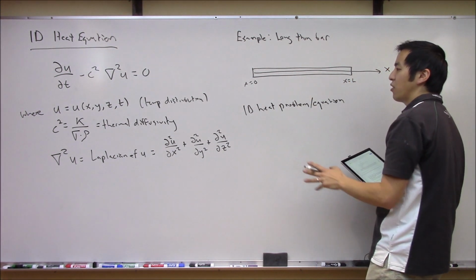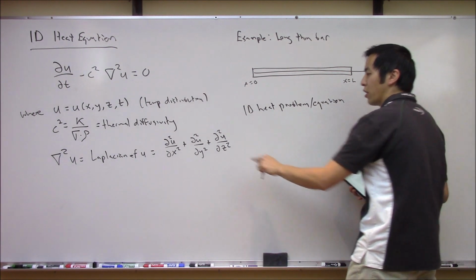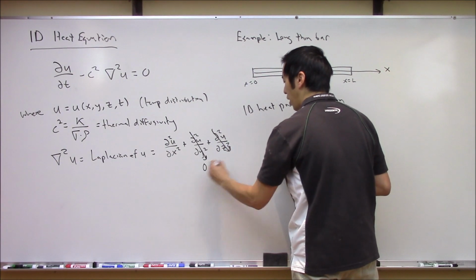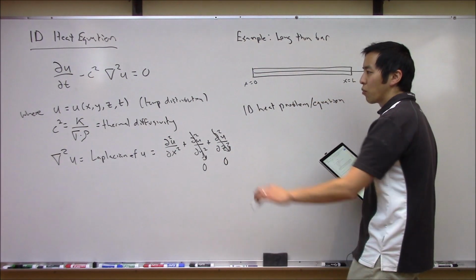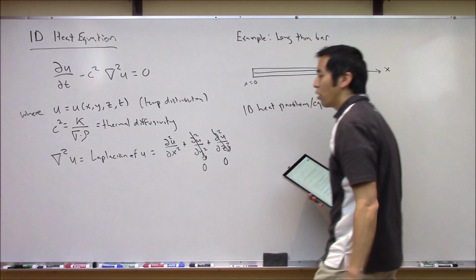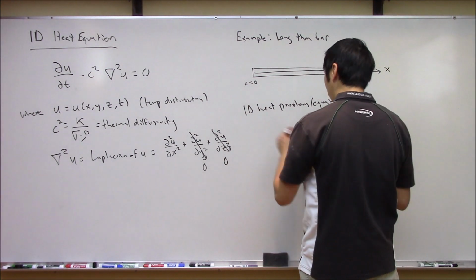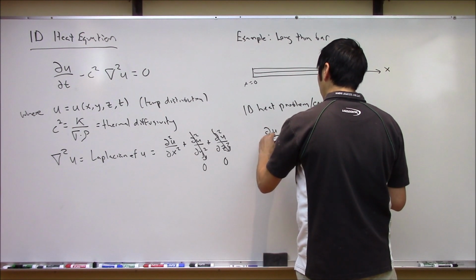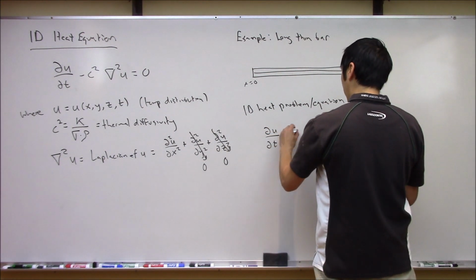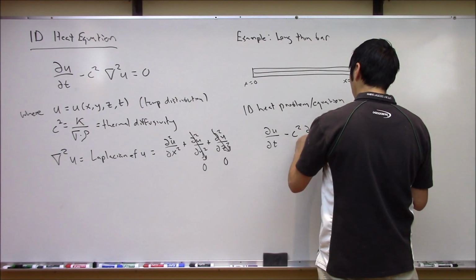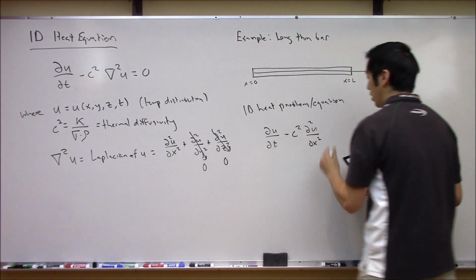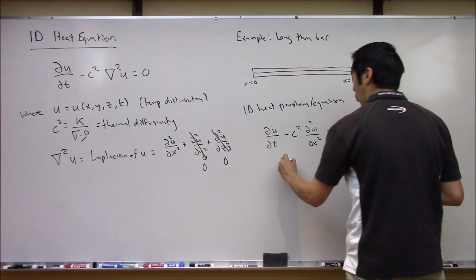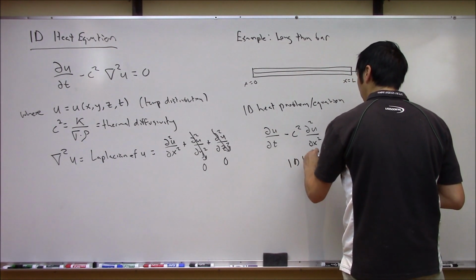So in this case, where there's no y or z dimension, you can see that these terms don't contribute, right? The partial squared u over partial y squared and partial squared u over partial z squared are 0. So really what the overall heat equation reduces down to is something a little bit simpler. We could rewrite this as partial u partial t minus c squared partial squared u partial x squared is equal to 0. So this is sometimes referred to as the 1D heat equation.